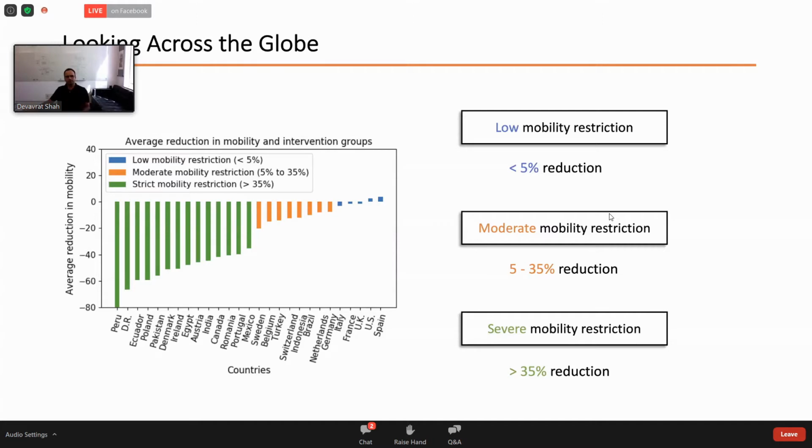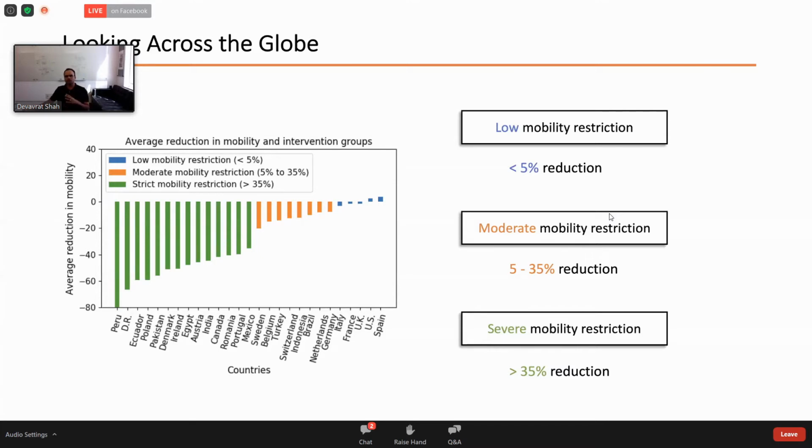What I'm showing here is roughly 27 countries plotted on the x-axis. On the y-axis, there's the average reduction in mobility compared to pre-COVID time. For example, if we look at a country like Ecuador, the average mobility reduction was 60% compared to before COVID time. If we look at this and we have color coded it, roughly there are 3 clusters emerging. There are the countries which have low mobility reduction, US included, at least in the first 2 weeks, less than 5%. There are the countries which had intermediate or moderate mobility reduction, 5 to 35%, and then the countries which had severe.